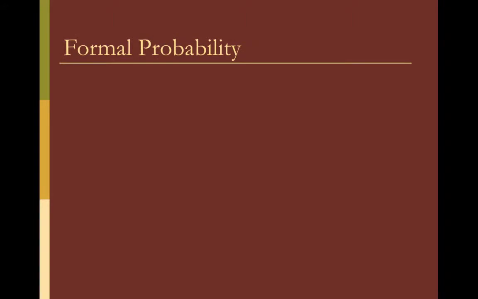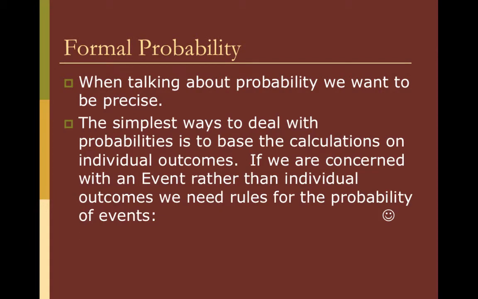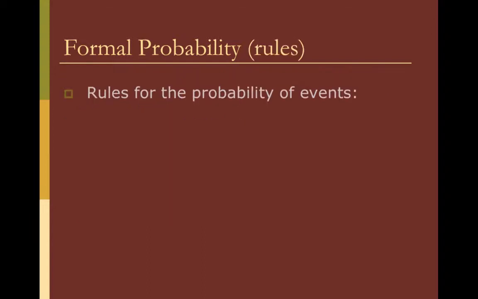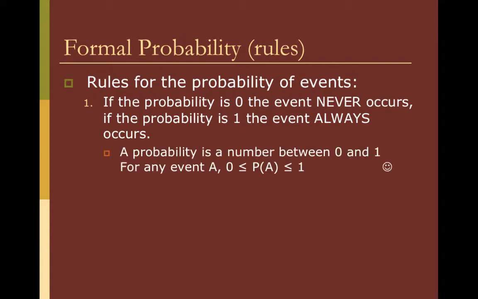So this leads us to formal probability. When talking about probability, we want to be precise. The simplest way to deal with probabilities is to base the calculations on individual outcomes. If we are concerned with an event rather than individual outcomes, again, we need rules. The first rule for probability is that if the probability is 0, then the event never occurs. If the probability is 1, then the event always occurs. Again, we said this before, but probability has to be a number between 0 and 1. So for any event A, the probability of that event is in between 0 and 1.